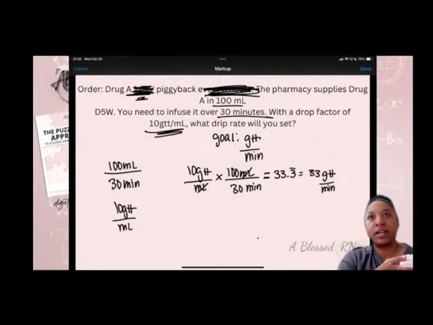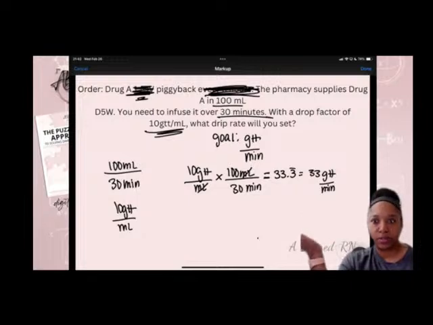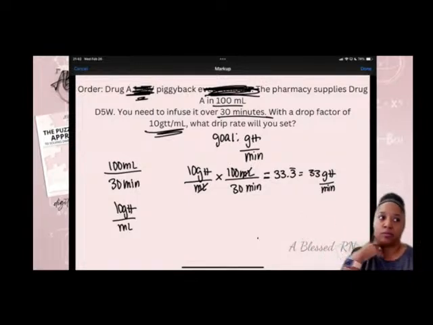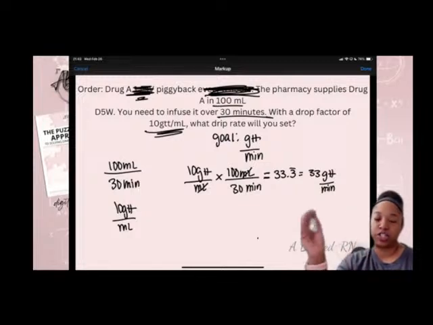Does everybody understand why you don't use the scratched out parts? The fluff. We just use volume over time and your drop factor.